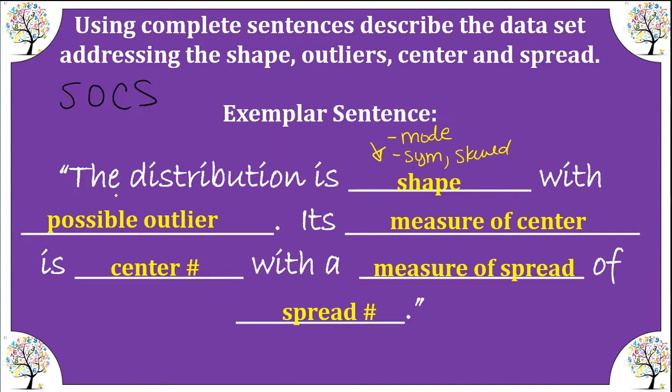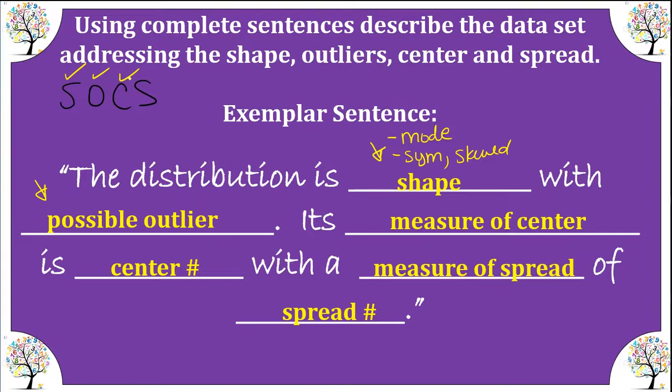Then the next part, we're going to tell if there's an outlier or not using our upper and lower fence formulas. So if there's an outlier, we will say that there is, and we will tell what the outlier is. If there's not an outlier, we will just simply say there's no outlier. Then in the next sentence, so we have S for shape, O for outlier. The next one is our center measure.